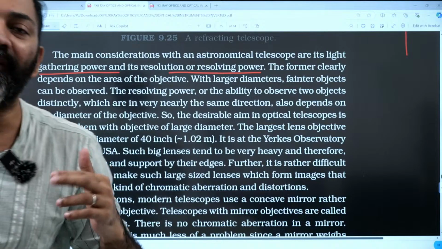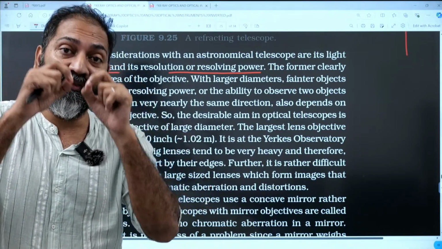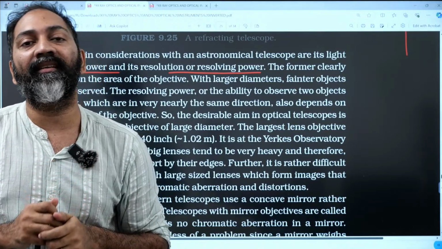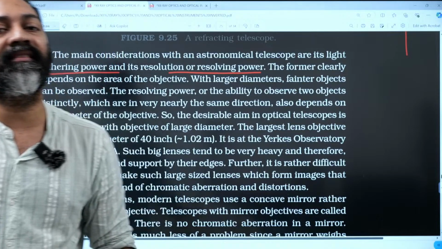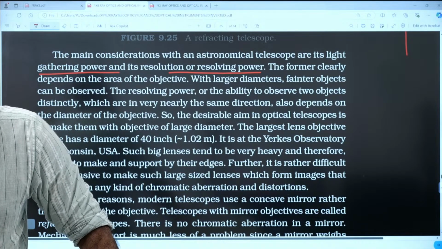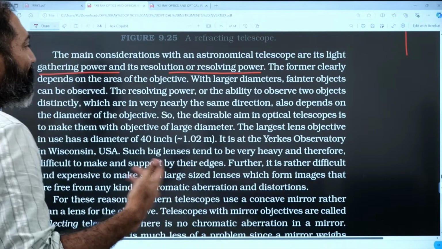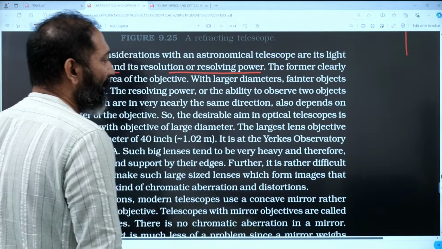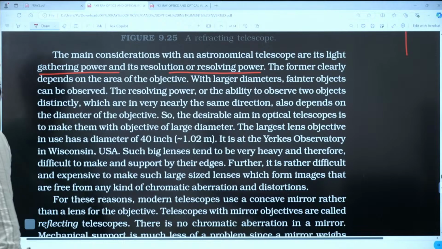If the telescope is able to identify different objects, even though they are very close to each other, we call it having high resolution. So what are the main considerations in astronomical telescope? Its light gathering power, its resolving power or resolution. The former, light gathering power, clearly depends on the area of the objective. So larger the area or larger the diameter, fainter objects can be observed.